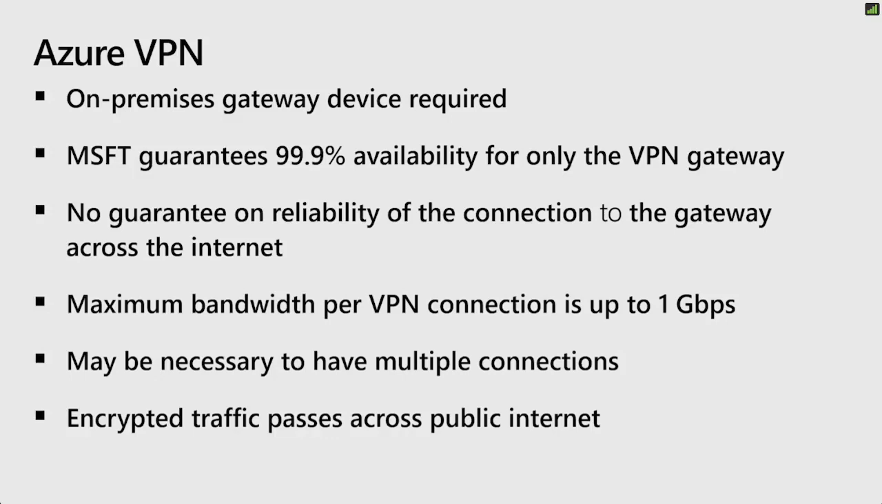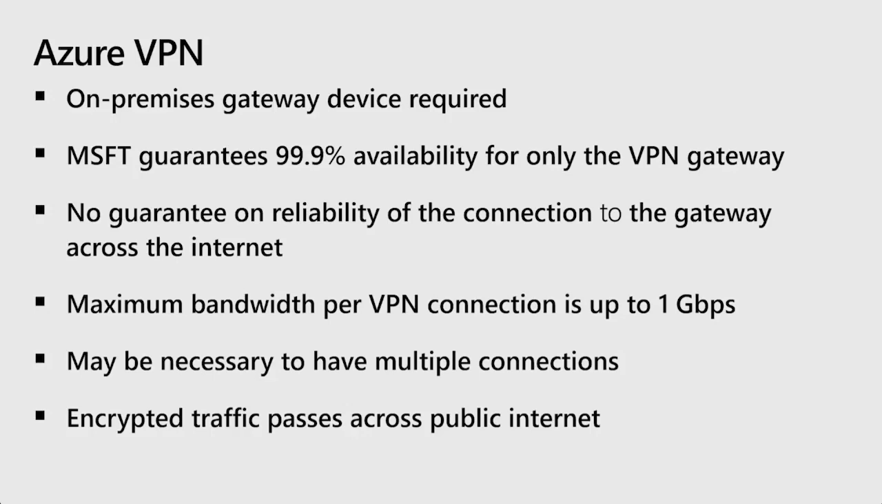That's just how networks work. The maximum bandwidth per VPN connection is up to 1 gigabit per second, and it may be necessary to have multiple connections depending on the size of your environments. With this VPN gateway, we have encrypted traffic passing across the public internet.